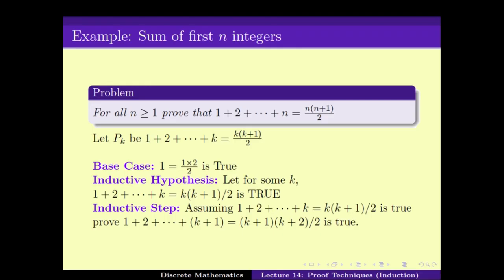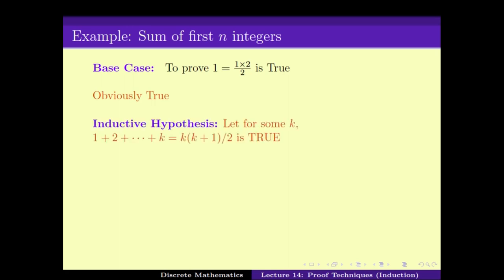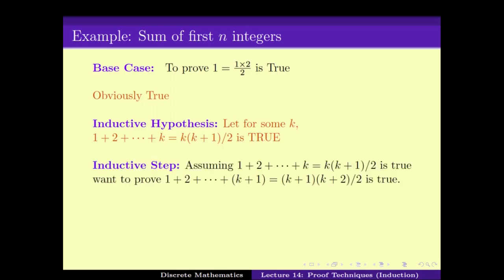As you can see, this whole problem has been boiled down to three basic steps. So let's do the first step, to prove that the base case is true. As you can see, this particular case is very obvious here, because 1 into 2 by 2 is actually 1, which is obviously true. Okay. So the induction hypothesis is, let for some k, the sum of the first k integers be k into k plus 1 by 2. And the inductive step, we know what to do. So now let's try to prove it.